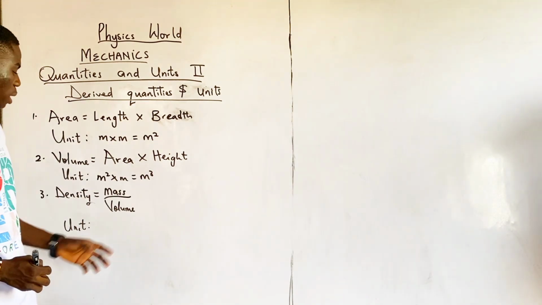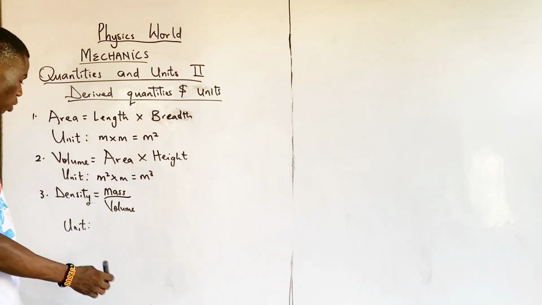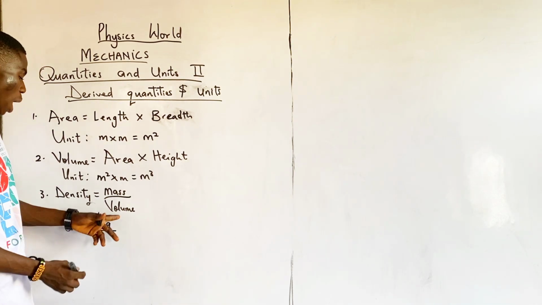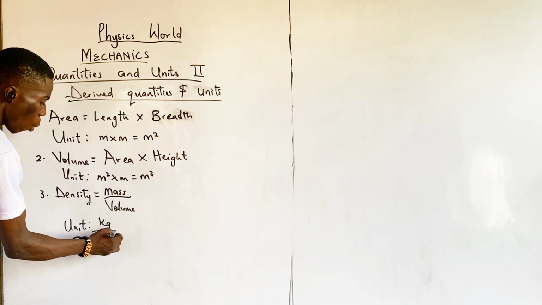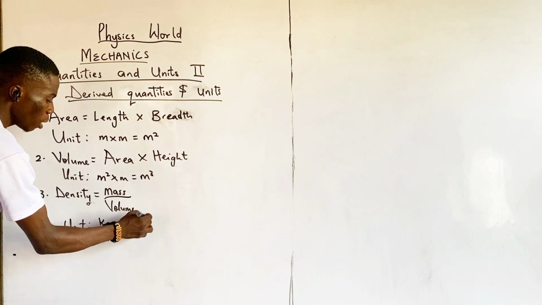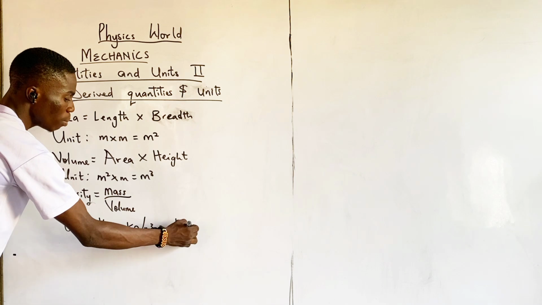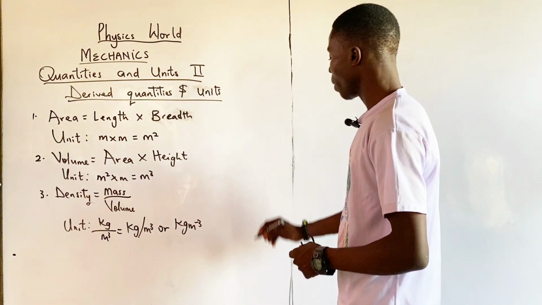The next one is density, mass over volume. That shouldn't be any problem, because mass is what? Kg. As we know, the unit of mass is kg, and the unit of volume is meter cube. So what we do is that we write kg per meter cube, or we can write it as kg meter to the power minus 3.